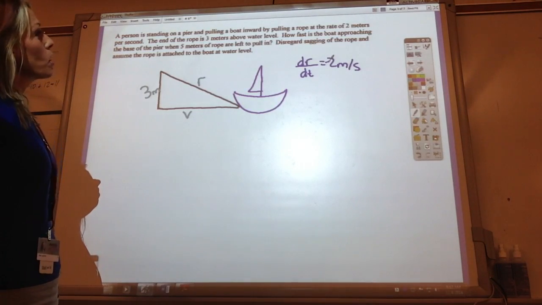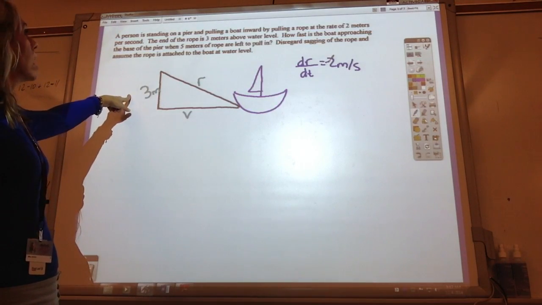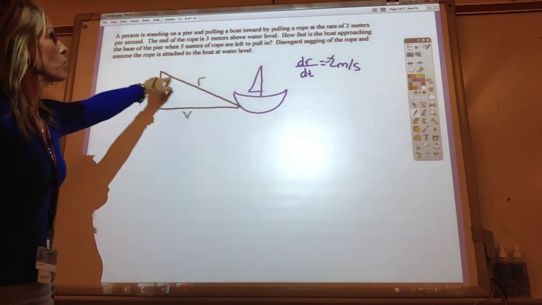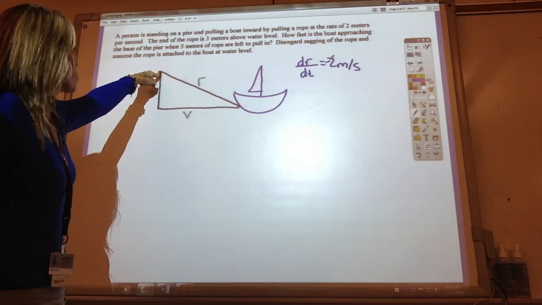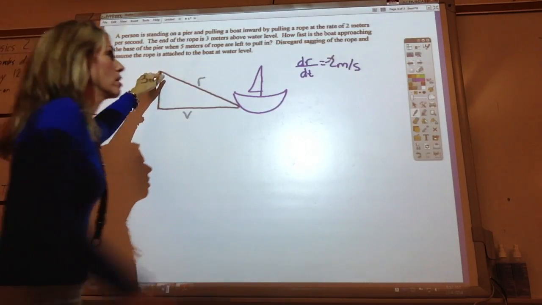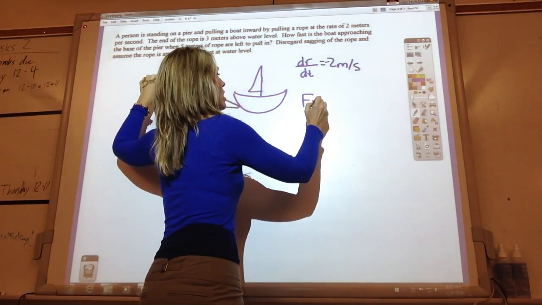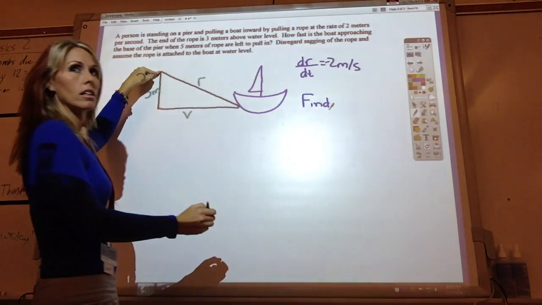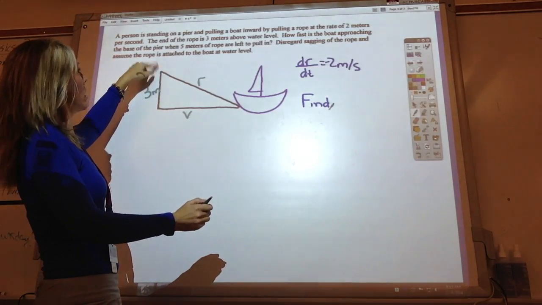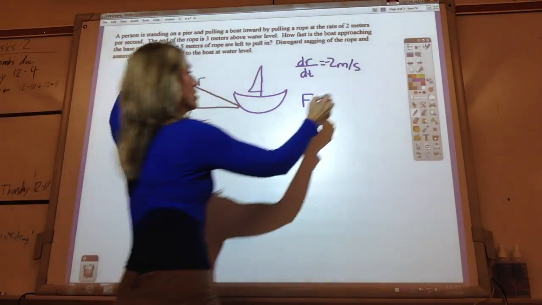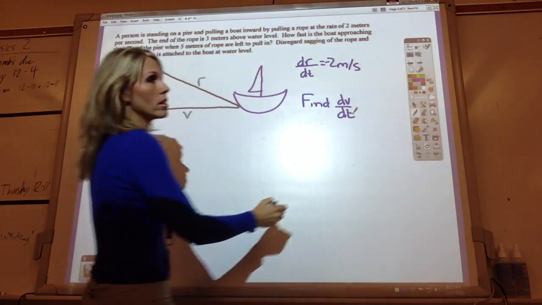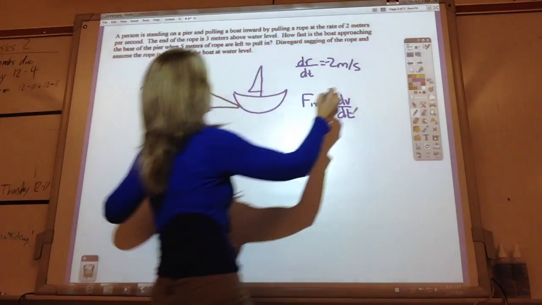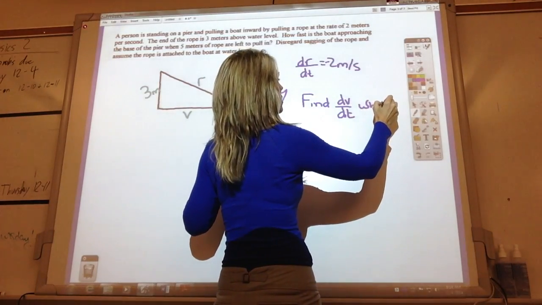Okay, the end of the rope is 3 meters. We did that. You're pulling the boat inward by pulling the rope at 2 meters per second. We did that. How fast is the boat approaching the base of the pier? Find how fast, dv dt. Okay, yes, good. Let's find how fast the boat's approaching the pier when R equals 5. Excellent.